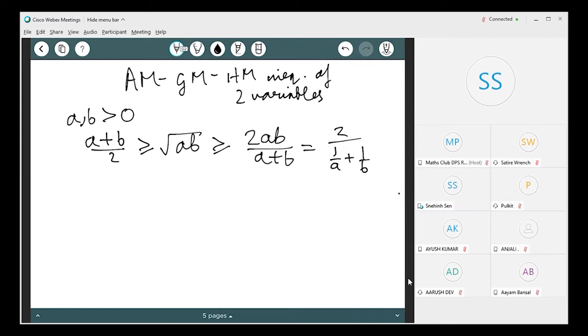This is known as the AM-GM-HM inequality for two variables. So let's try to prove it. I think that you already know how to prove it. Another thing, all these inequalities become equality in only one case, when a equal to b. This is the only equality case.